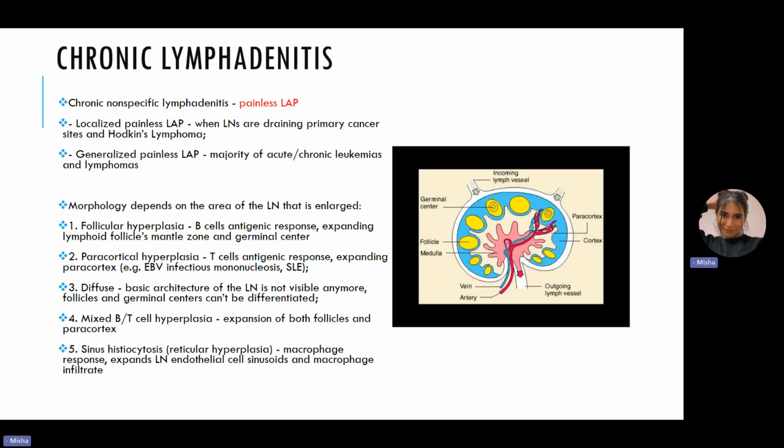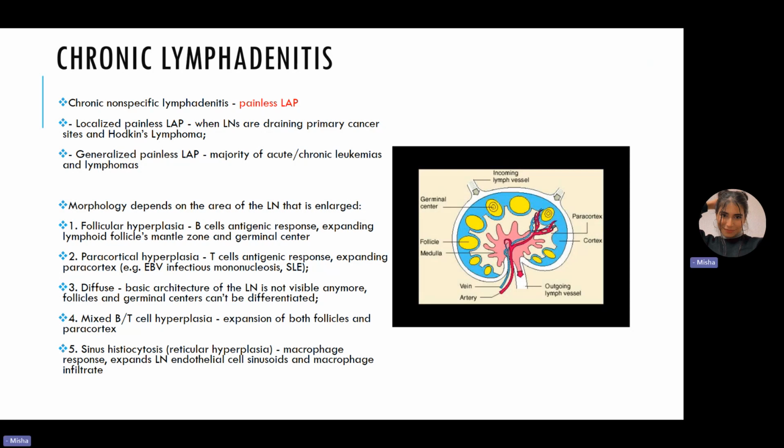Now, what diseases can lead to it? For example, Epstein-Barr virus, in the case of infectious mononucleosis, or systemic lupus erythematosus can be seen. Then we can talk about diffuse. Now, this is basically when the basic architecture or the basic shape of the lymph node is not visible anymore. So it's completely distorted because the follicles and the germinal centers now cannot be differentiated.